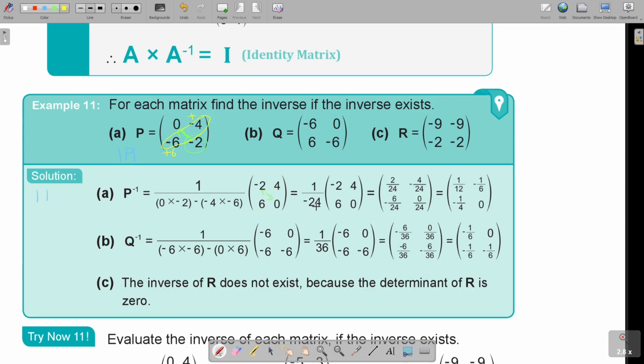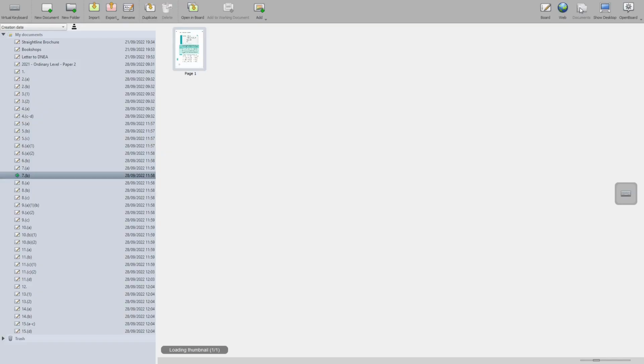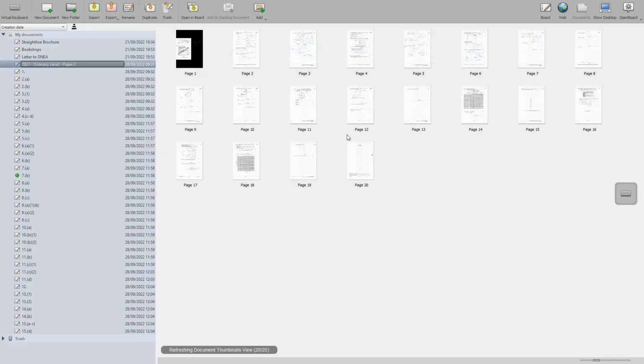It's 1 over the determinant. Very important. It was 1 over the determinant of P. And then I just take it as a scalar and I multiply, and I just write my final answer. And it's really not difficult. According to me, it's easier than multiplication of matrices. Okay, let's go again to the question paper and let's just do it.